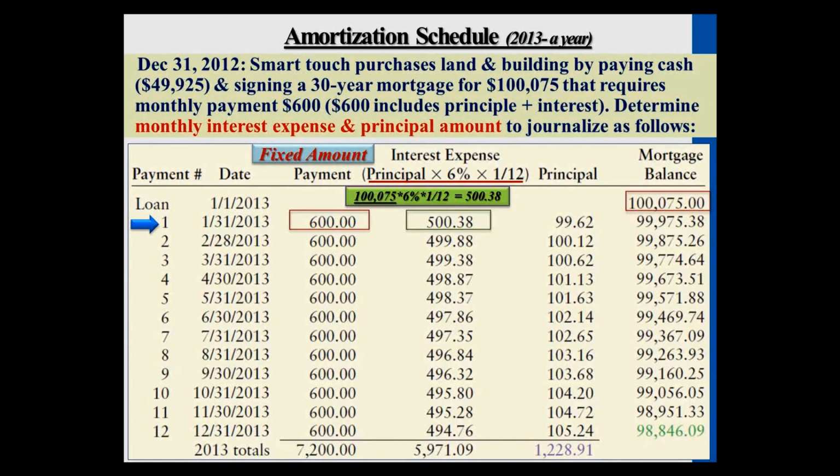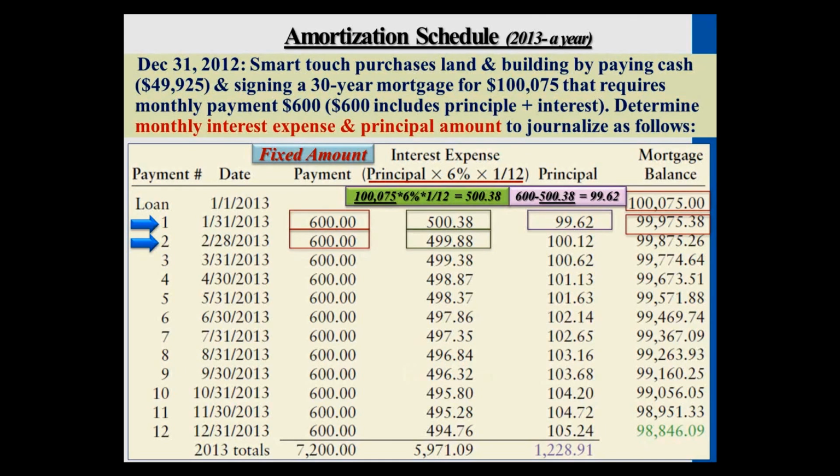The formula is the same: principal amount, interest rate, time period. Once we know the interest expense is $500.38, whatever is remaining after subtracting this from 600 is the part that we're paying off that relates to the principal amount, $99.62. That principal amount needs to be reduced in the right-hand side column, the remaining mortgage principal balance, subtracting about $100. Now the remaining is $99,975, and that becomes the second month's interest base to calculate.